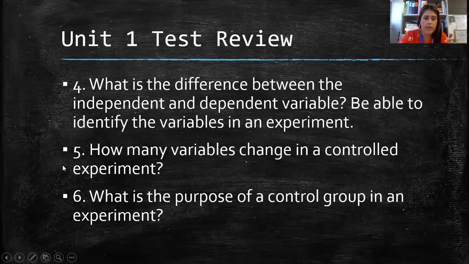All right, so what is the difference between independent and dependent variables? Be able to identify these variables in an experiment. We've gone over this many times. It was our science starter a few times. We also looked at it when we were talking about charting data, okay? So the independent variable is the one that is changed. The dependent variable is the one that is measured. Remember, measured, dependent, with the D's.